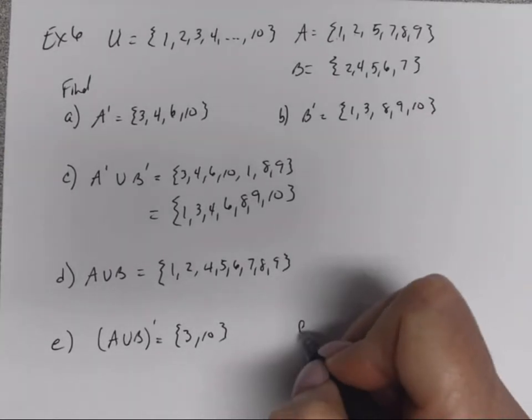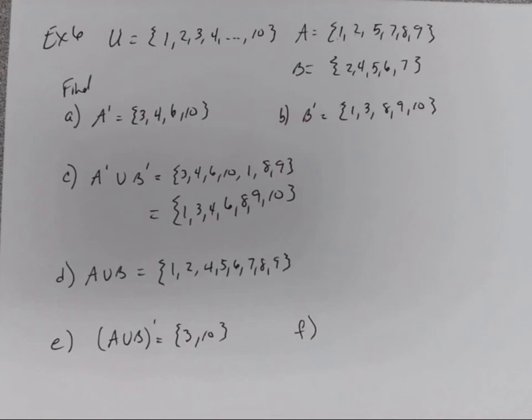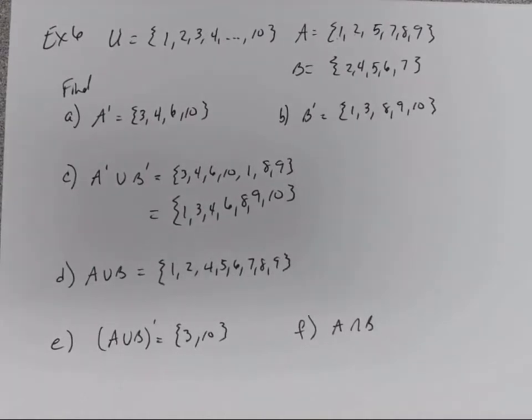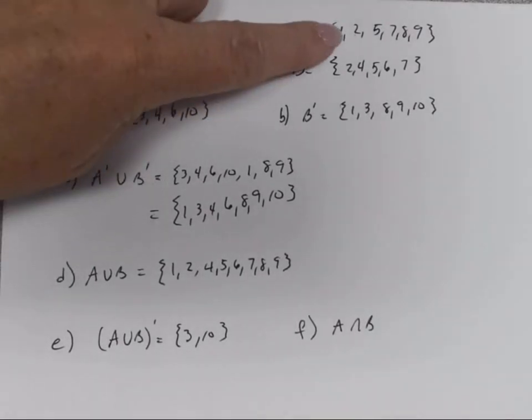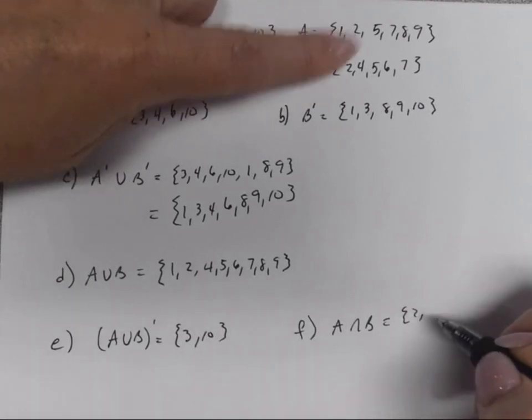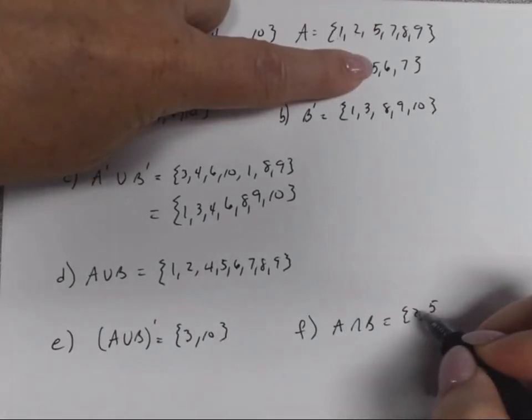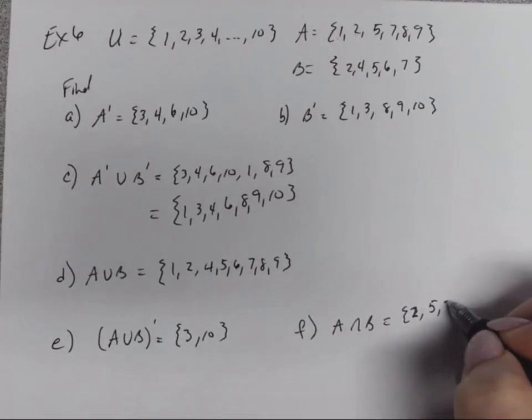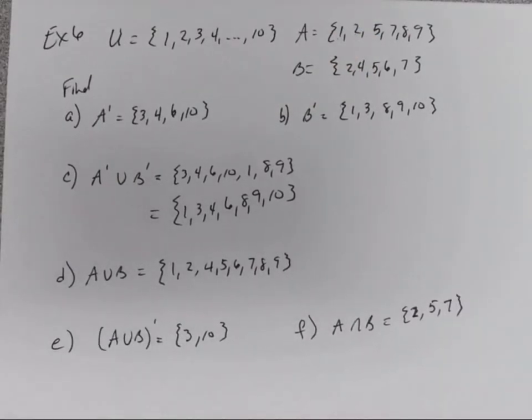All right, part F, we're looking at A intersect B. Well, that's where the two intersect. So what do they have in common? Well, they have a 2, and they have a 5, and they have a 7. That's what A and B have in common.